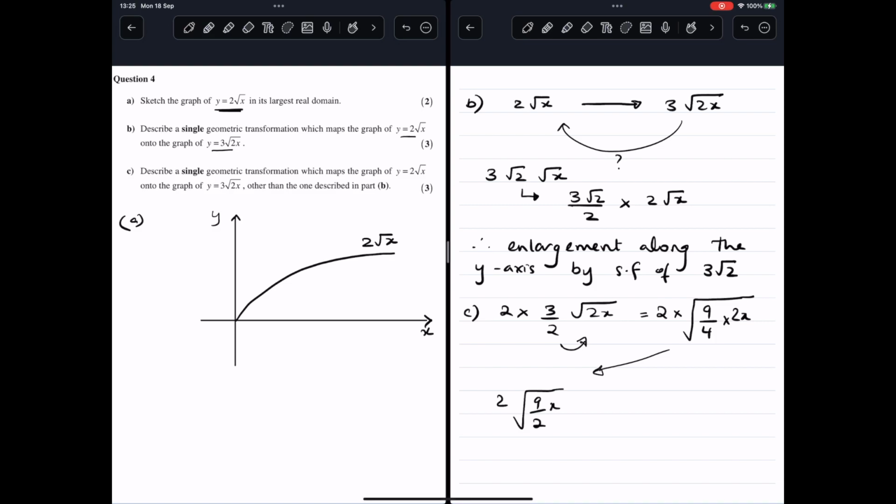And there you have it. I have the 2 outside my surd and a 9 over 2 inside my surd. So therefore the enlargement over here will be along the x-axis, but remember you flip the factor. So enlargement along the x-axis by a scale factor of 2 over 9. All right, so that's that.